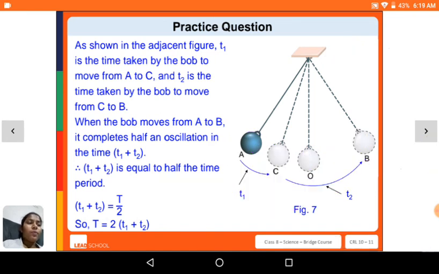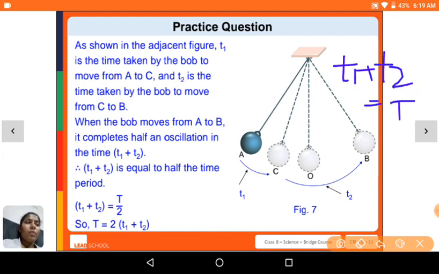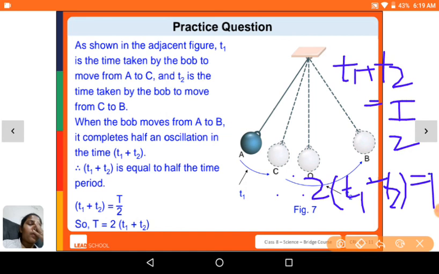So for that, now we can see T1 plus T2 is equal to T by 2. Now we take 2 to the left hand side, then we can multiply it. From divide it will go to multiplication: 2 times T1 plus T2, which will give capital T.